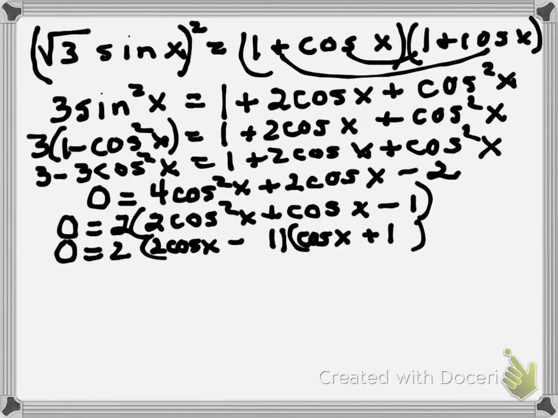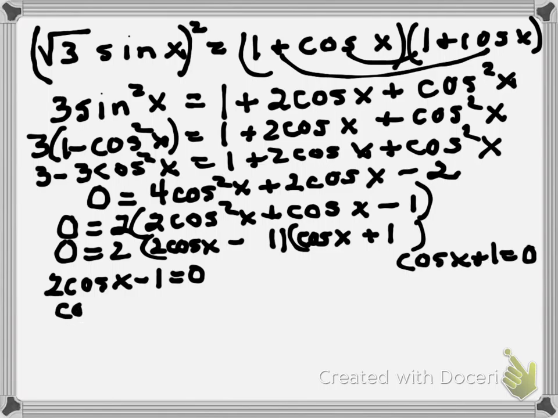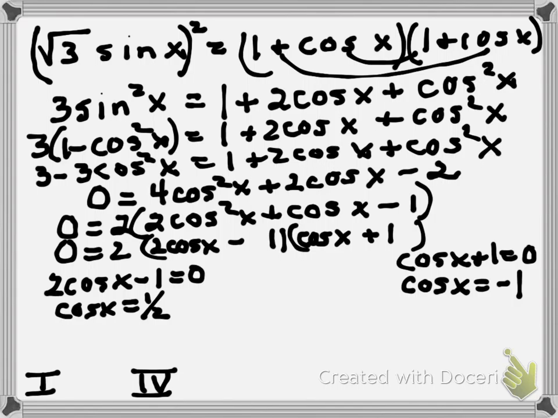And now I don't set 2 equal to 0, but I set 2 cosine x minus 1 equals 0 and cosine x plus 1 equals 0. Cosine x equals 1/2 is the first quadrant and the fourth quadrant. And cosine x equals negative 1 is one value. All right. The cosine graph looks like this. And where the cosine is equal to -1 is pi.